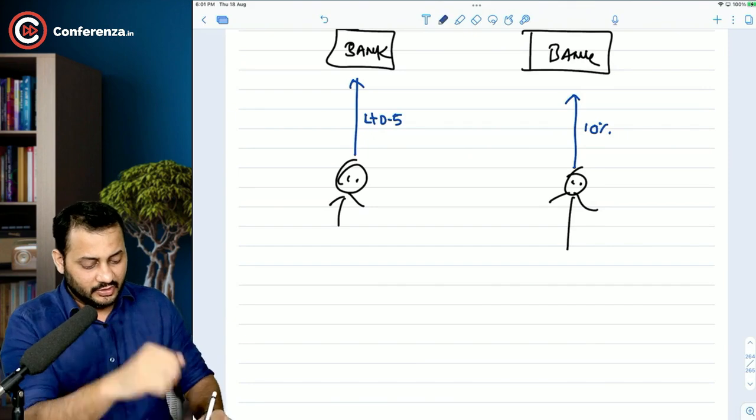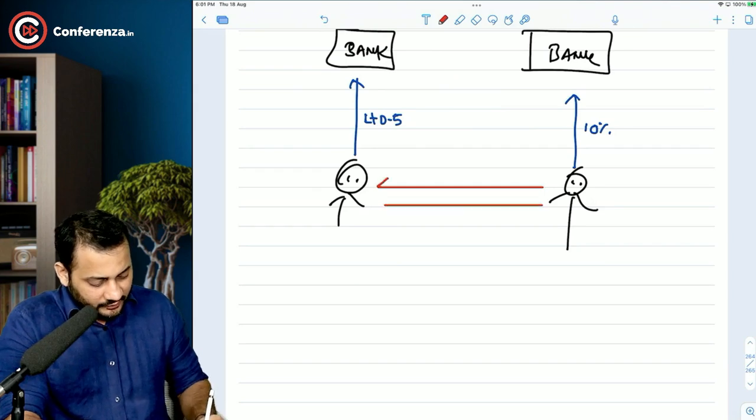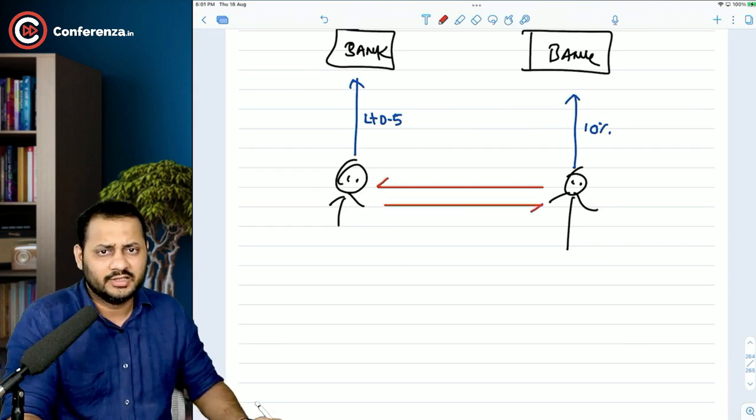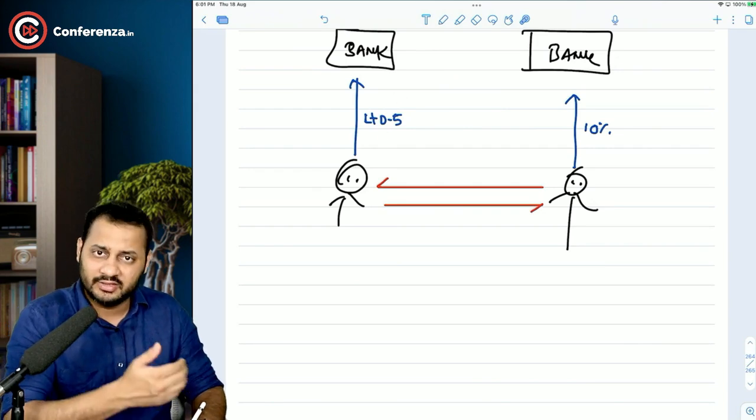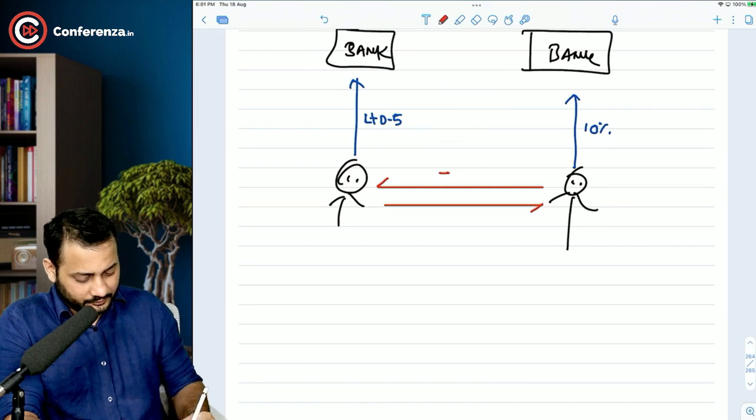So both of them will have opposite views. So both of them will enter into a swapping transaction. And the swapping transaction will happen like this. We will pay something and we will receive something. And it's very simple. Whatever we pay to the bank, we receive it from the other party. So what are we going to receive? LIBOR.